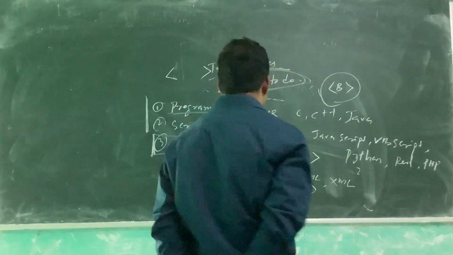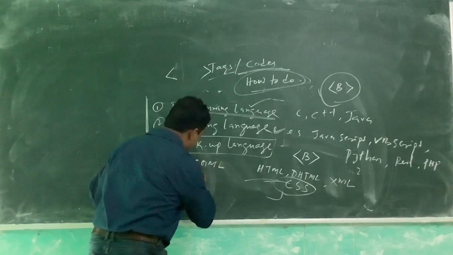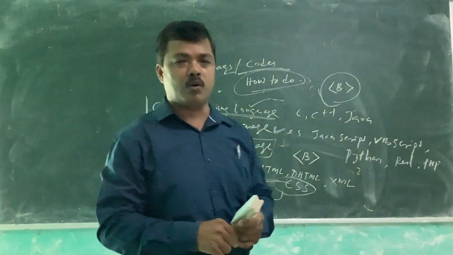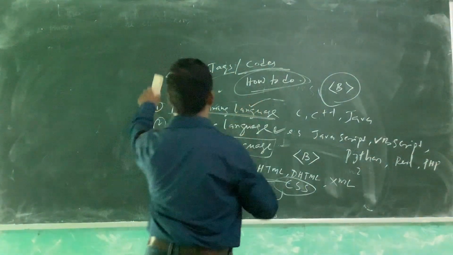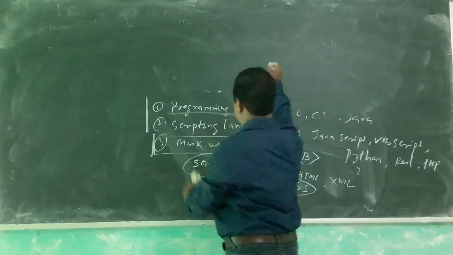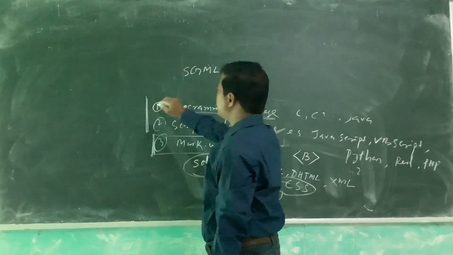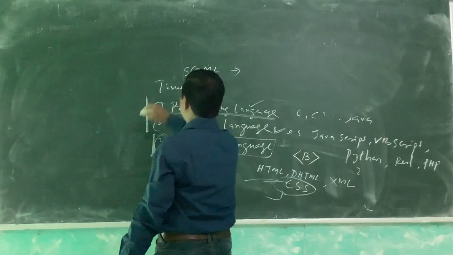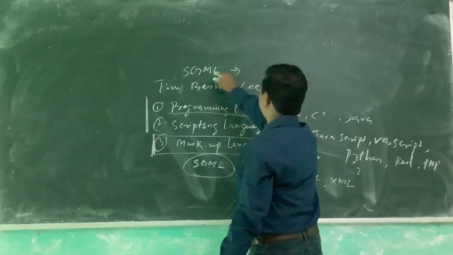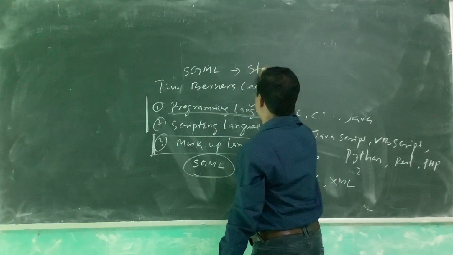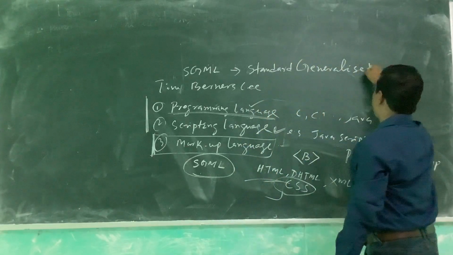And this HTML comes from SGML, Standard Generalized Markup Language. Again I repeat, Standard Generalized Markup Language. HTML is derived from SGML by Tim Berners-Lee. Who developed HTML? Tim Berners-Lee. And SGML stands for Standard Generalized Markup Language.